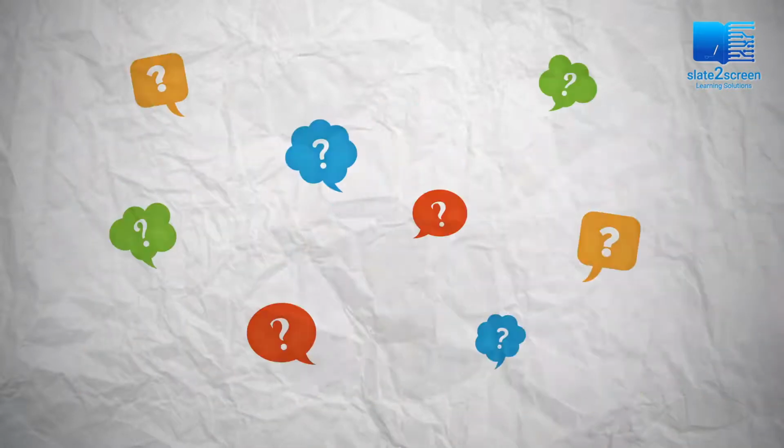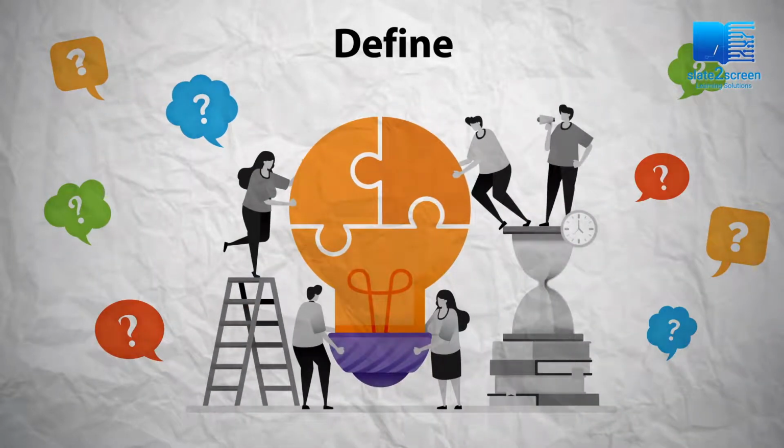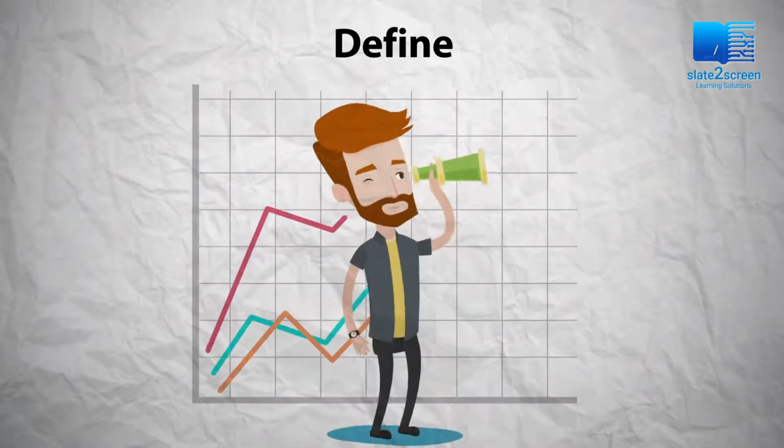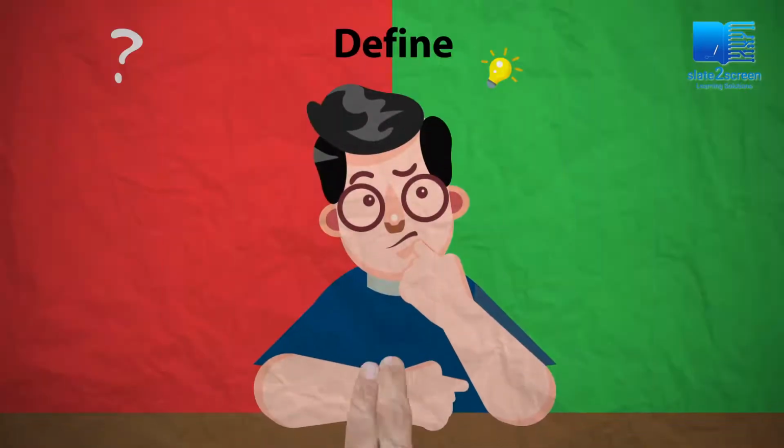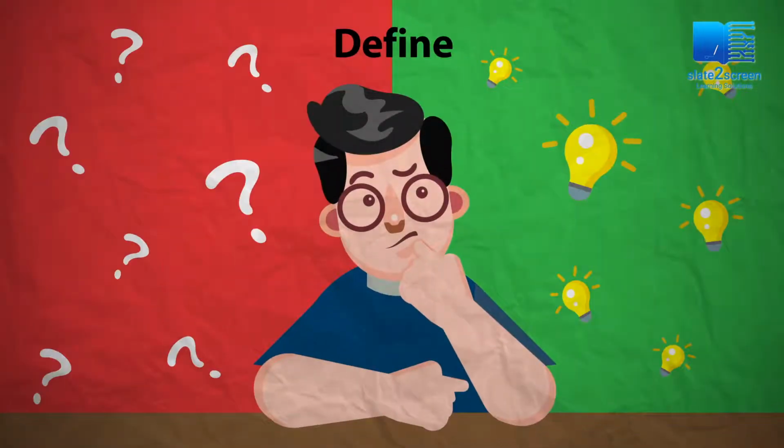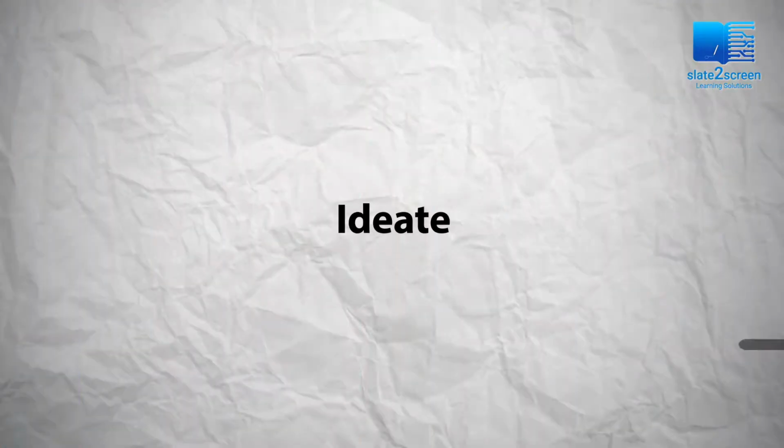Based on what you learned, you then define your problem statement. While creating the problem statement, focus on users' need over the business goals. Be human-centric. If you feel lost, just go back to your problem statement. Once the problem statement is defined, we are all set to ideate.